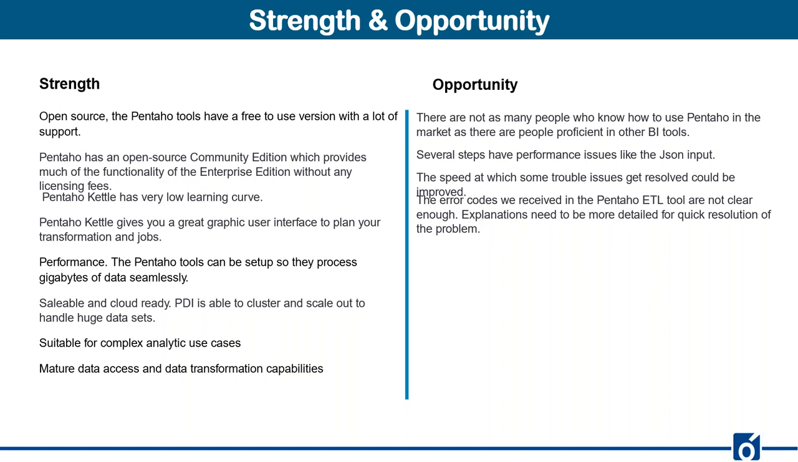The speed at which some trouble issues get resolved could be improved. This is with respect to support activity. If you are using open source, obviously you will get a slow response because you need to put your issue in the forum. Though the forum is very active and very huge, it takes time. But if you go to the enterprise edition and buy support, then professionals will get involved, and it will give you a response within the right SLA.